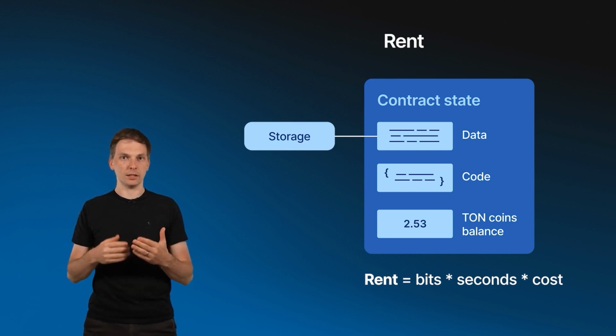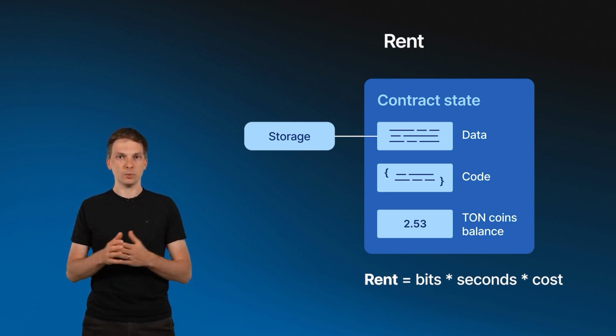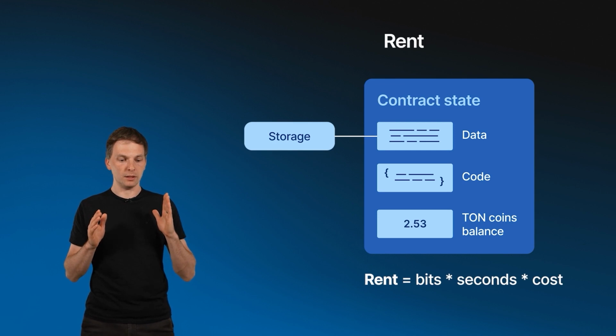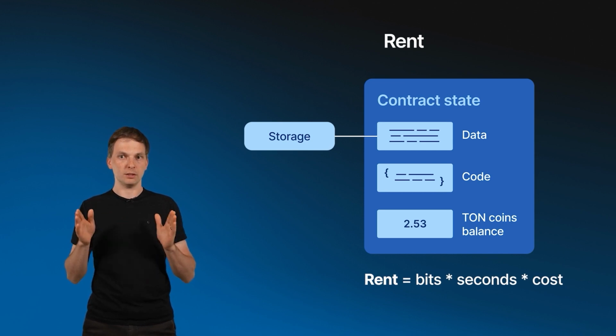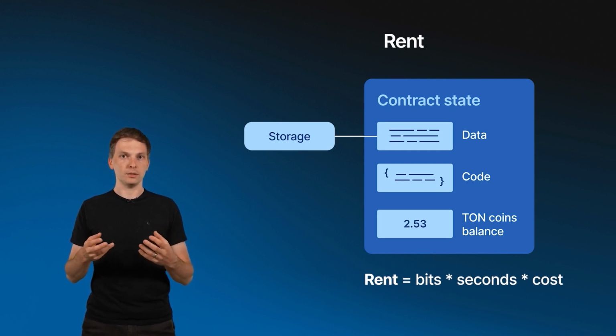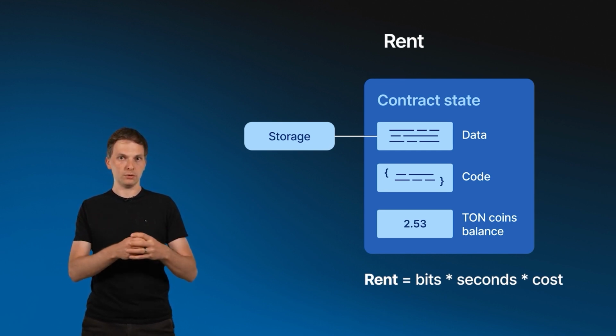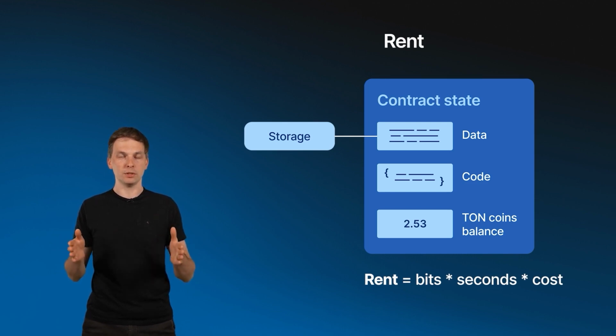Semantically, this rent is deducted every second, but in practice, what happens is that in between the transactions on the account, the network checks how long this account existed in between the transactions and calculates how much rent occurred over this period of time, because in between transactions, the contract cannot change. So it's a fixed amount of data for some amount of time.